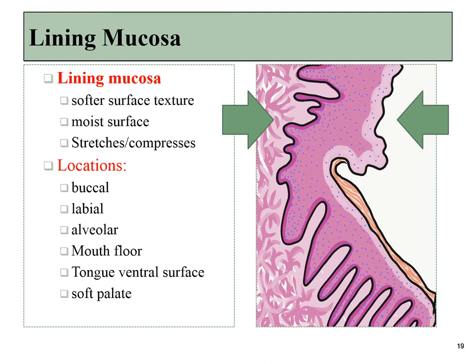The lining mucosa are non-keratinized. Therefore, we're going to find living cells all the way up to the apical surface. And we will find these types of tissues in locations that don't undergo a lot of friction or other stresses, such as in the buccal, labial, alveolar, floor of the mouth, ventral surface of the tongue, and soft palate locations. This type of epithelium is good at stretching and compressing and has generally a softer surface than the masticatory mucosa.